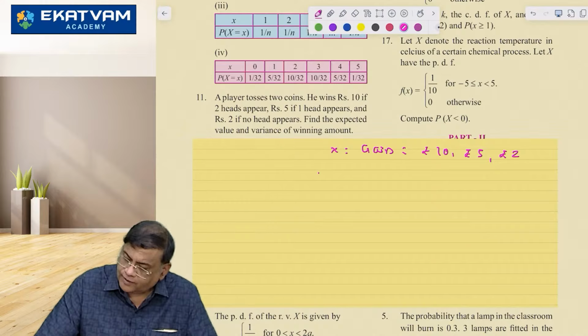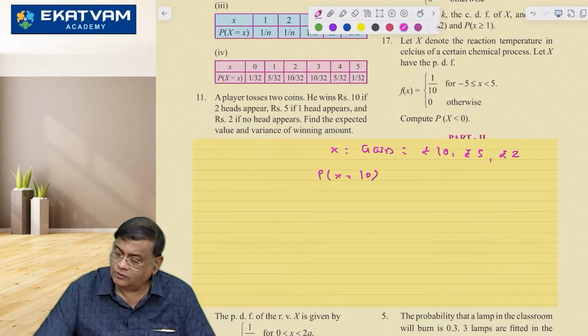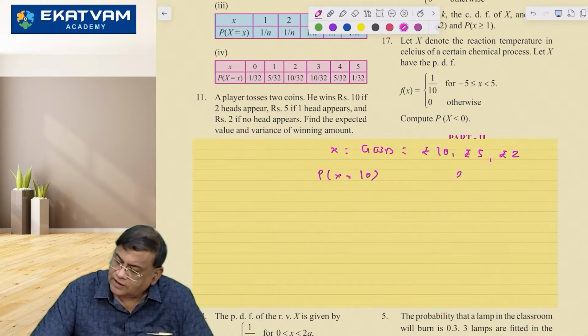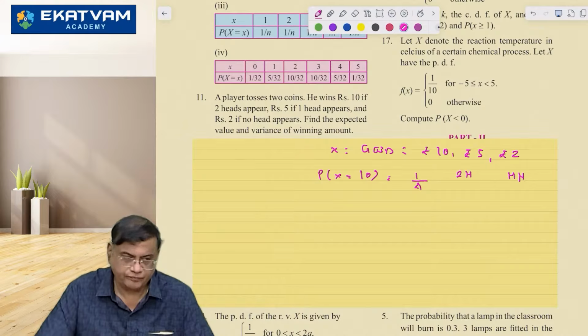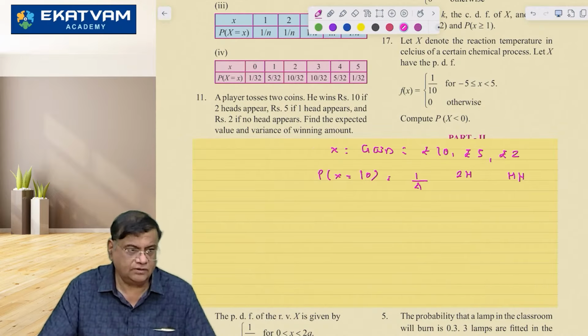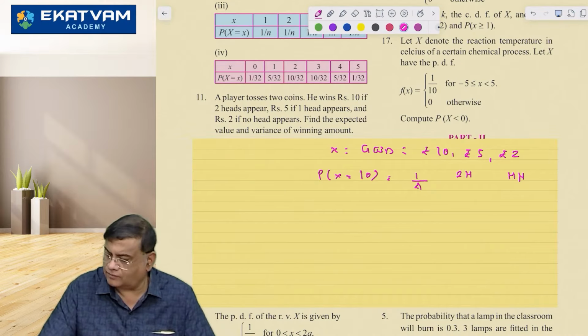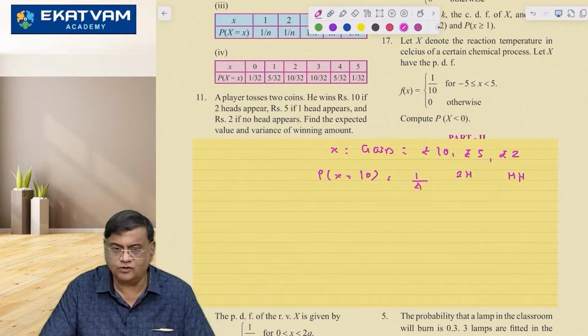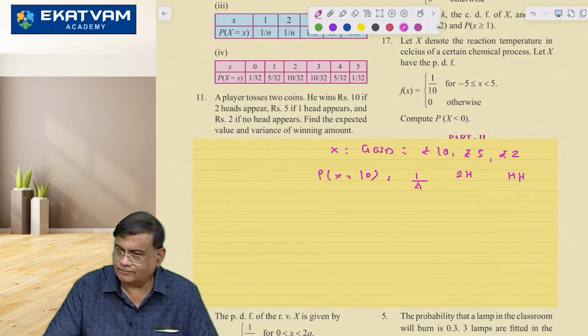Now I want to find the probability of getting 10 rupees. When do I get 10 rupees? When there are 2 heads. Which point is there? HH. How many points are there? 1, out of 4. H into H, ना? So the probability of H is half, the probability of T is also half, and the probability of H is half. So half into half is 1/4. इस तरीके से देखा तो भी चलेगा.